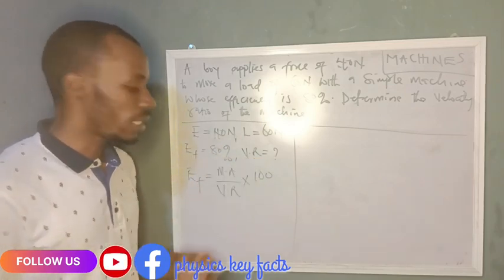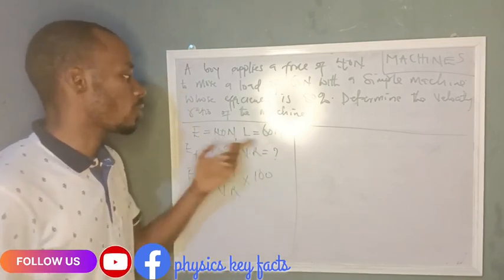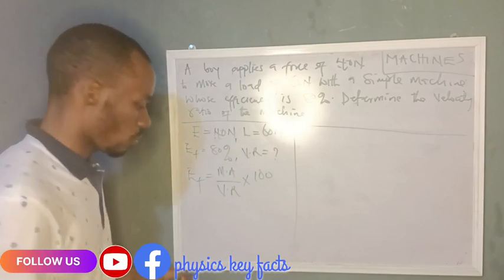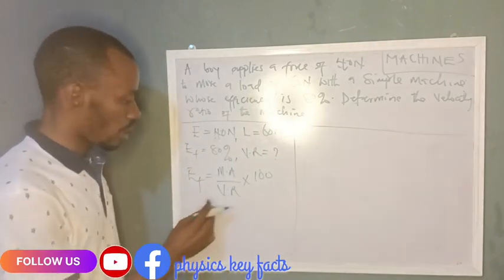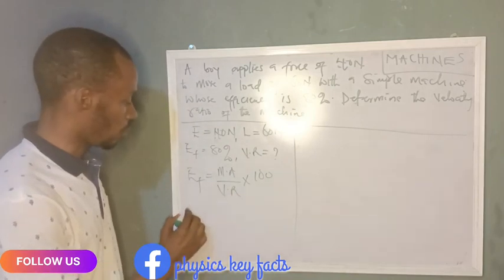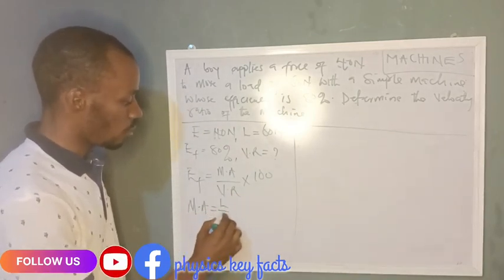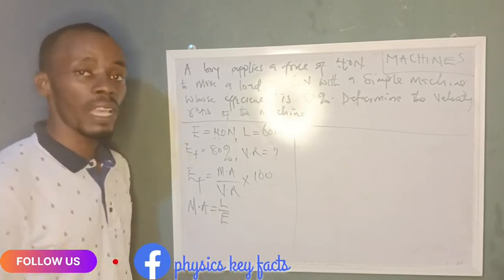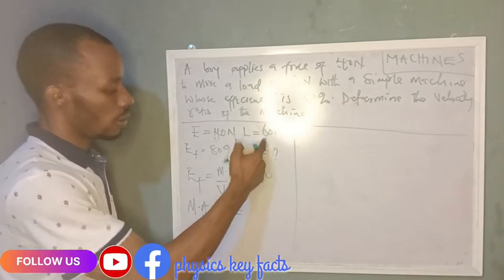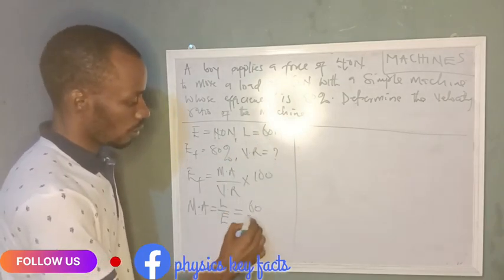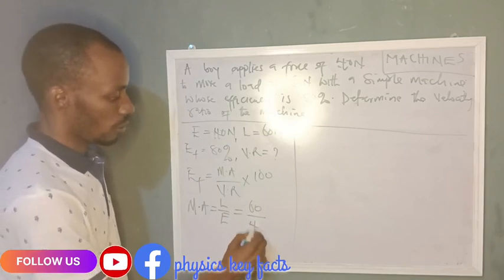But there's something we can determine. We look at mechanical advantage. We can get mechanical advantage from some of these values that were given to us. So we solve for mechanical advantage first, and then we come back to solve for velocity ratio. Mechanical advantage is simply load all over effort, which is our formula. Our value for load is 60. Our value for effort is 40.